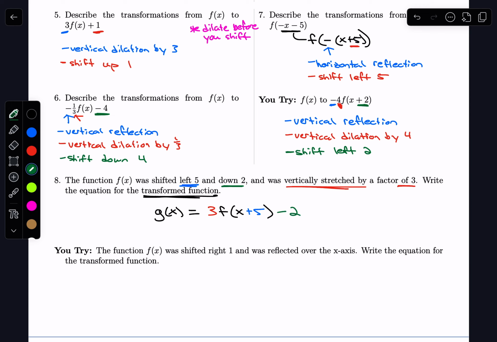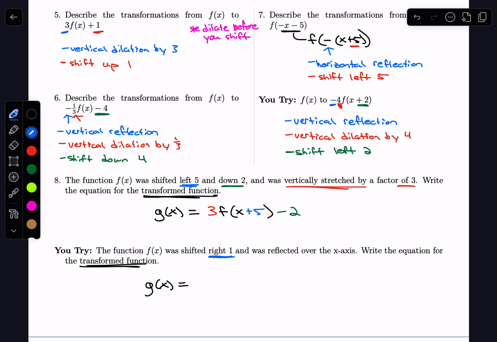All right, one more for you guys to try. So pause the video, give it a chance. All right, that last one says the function f of x was shifted right 1 and was reflected over the x-axis, which is a vertical reflection. So we're going to say that the transformed function, g of x, is equal to, we're going to go to the right by 1, and we're going to reflect over the x-axis.